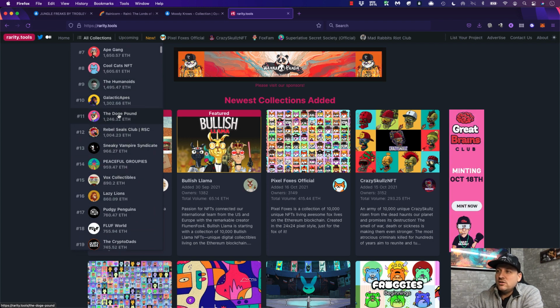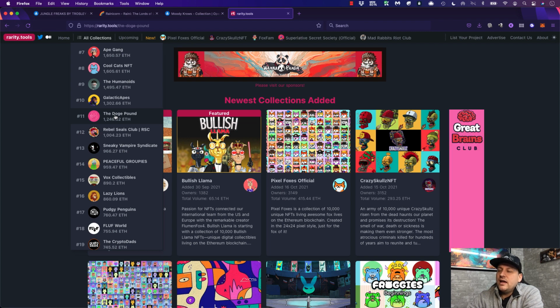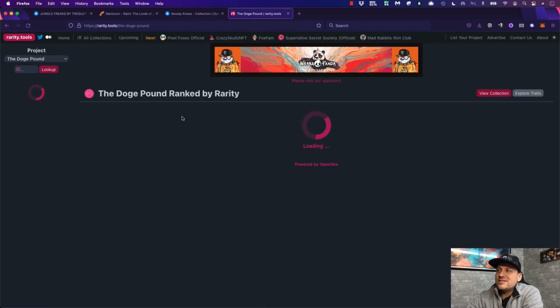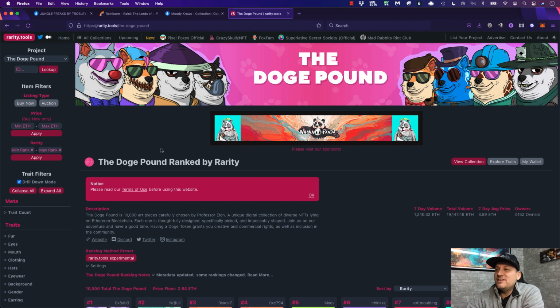But let's say I wanted to look at the Doge Pound, okay? If I wanted to look at this one, and I want to start thinking about how could I snipe one of these that's considered rare, but some paper hander is holding on to it, okay? Someone that either just needs the money or they're FOMOing into something else and they need to add liquidity and they're willing to trade.